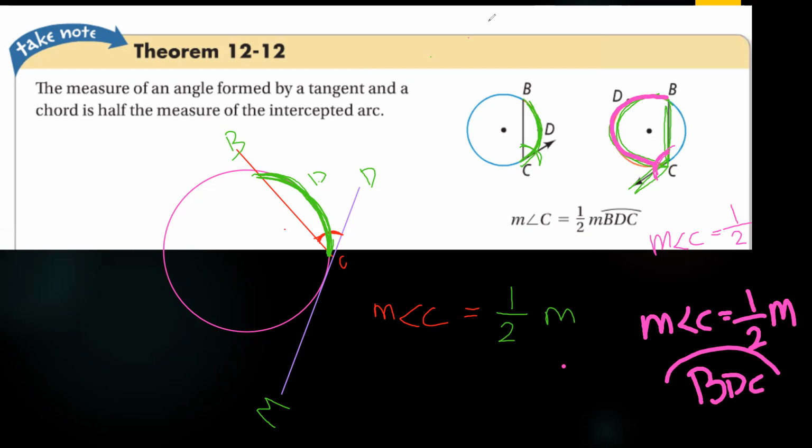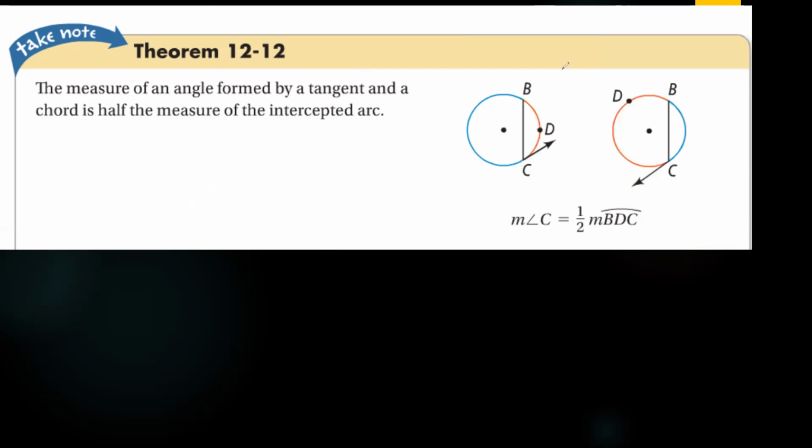Is it clear? Yes, teacher. The measure of the angle C is half the measure of its intercepted arc. I will see where the intercepted arc is, and half of it will be the measure of the angle C. Now let's have some examples here.